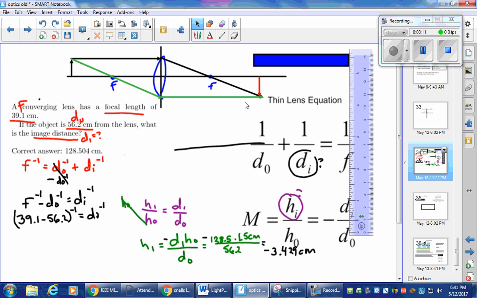But look what it does give you. This tells you the negative sign means it has a negative height, which means it's going the opposite way, which tells you it's inverted, right? And remember, a converging lens, if it has an inverted image, you know that the image is real, okay? So that's the mathematics for lenses.